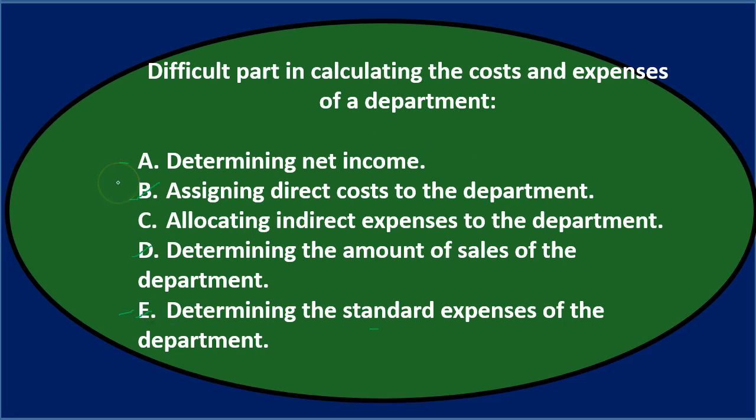And then between A and C, A is determining net income of the department. Now that could be kind of difficult. The difficult component of calculating the net income, however, is allocating the indirect expenses to the department. So typically this is the one that's going to be causing us problems. How do we allocate the indirect expenses to the department? So C is the final answer. Difficult part in calculating costs and expenses of a department: C, allocating indirect expenses to the department.